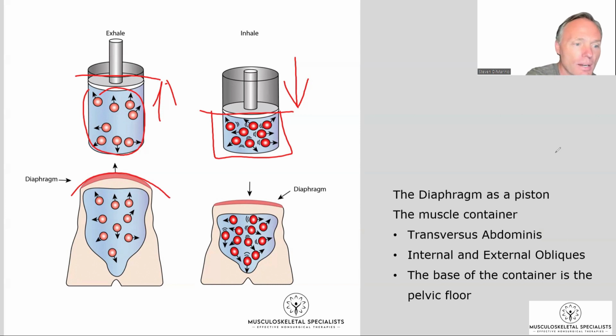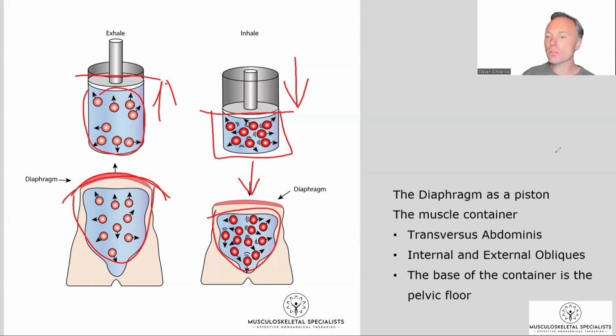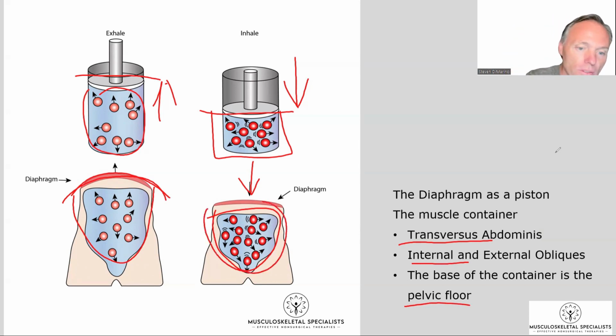And so with the diaphragm sitting here in the relaxation phase, this cavity has a lower pressure, but when that diaphragm comes down, it increases the pressure in this cavity. The muscles that are the container are your transverse abdominis, internal and external obliques, and your pelvic floor. That is the container which holds this pressure system together.